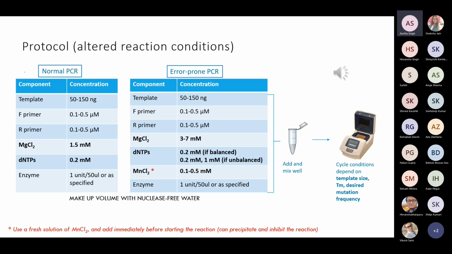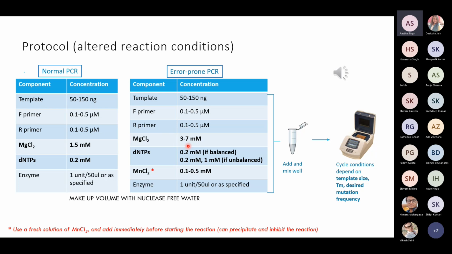This is just a brief overview of the protocol that is followed with respect to the concentration of the components to add in the reaction mix. On the left are the concentrations that we use for a normal PCR, and on the right is the difference that we see when we have to carry out an error-prone PCR. Magnesium chloride, as you can see, in a normal PCR is used at a concentration of approximately 1.5 millimolar. Whereas if we want errors, we have the freedom to increase it up to 7 millimolar, depending on how many mutations we want.